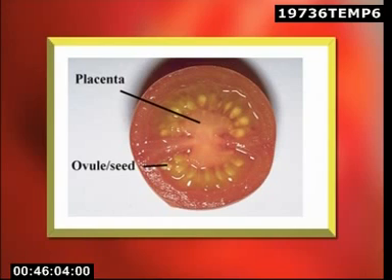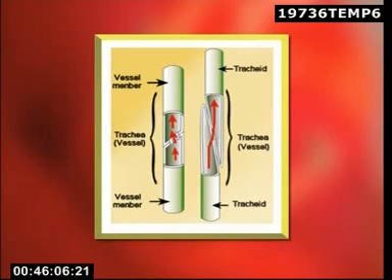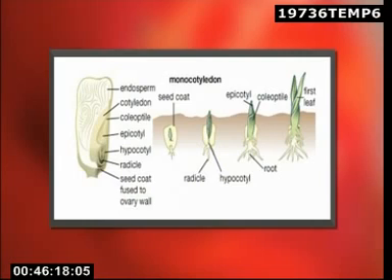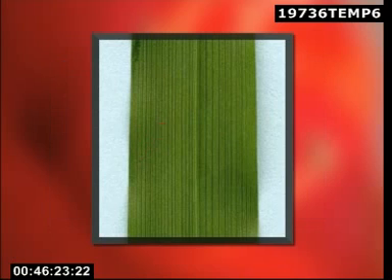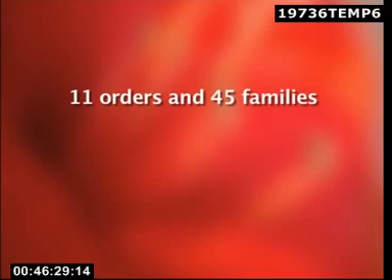The subdivision Angiospermae is further divided as follows. The subdivision Angiospermae is based on the characters that ovules are enclosed in the ovary and tracheae or true vessels are present. It is divided into two classes, Monocotyledoneae and Dicotyledoneae. First, the Monocotyledoneae. This class is characterized by a single cotyledon. The leaves are with parallel venation, flowers trimerous, stem with closed vascular bundles. It includes 11 orders and 45 families.